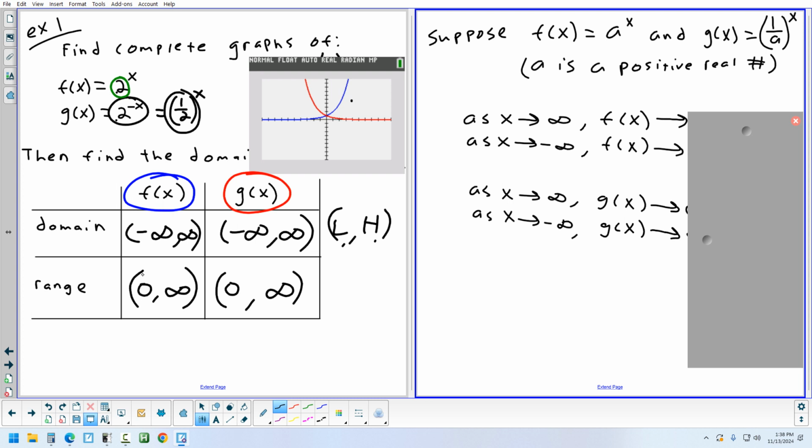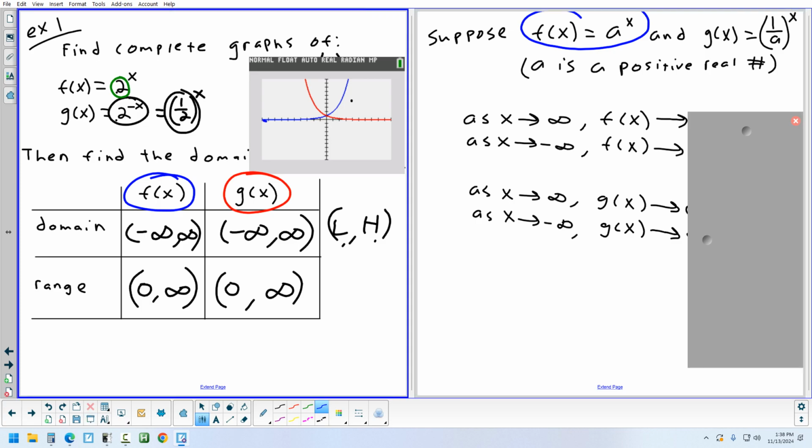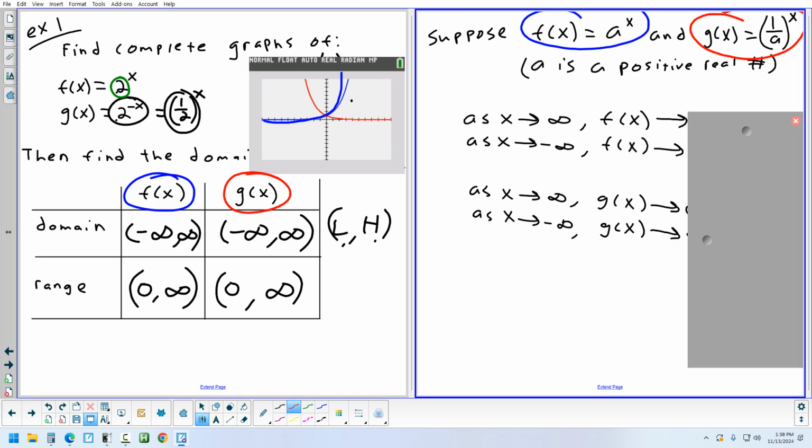So a to the x would look something like the blue one. If it was a 3 to the x versus a 4 to the x, it might just be a little bit steeper, but it's still going to look something like the blue one. When you have a fraction, it can be 1 over 2, 1 over 3, 1 over 4, it could be any number. It's going to look something like the red one. So a to the x is always going to look something like the blue one. And a fraction, 1/2, 1/3, 1 over anything, is going to look like the red one.